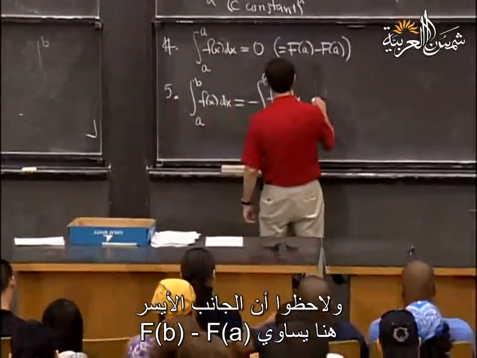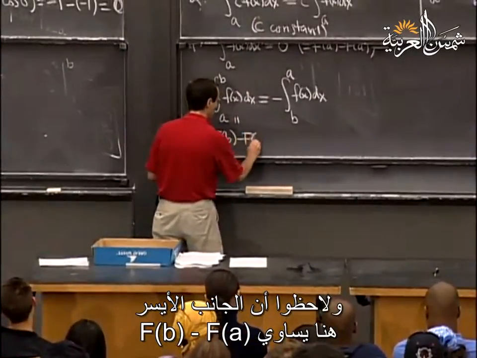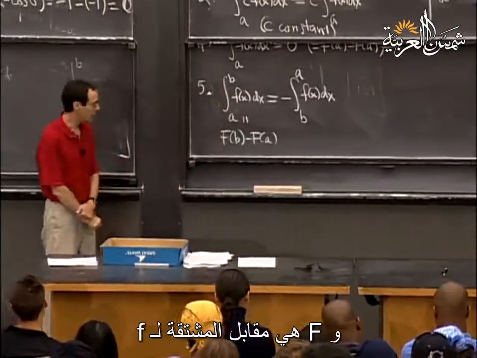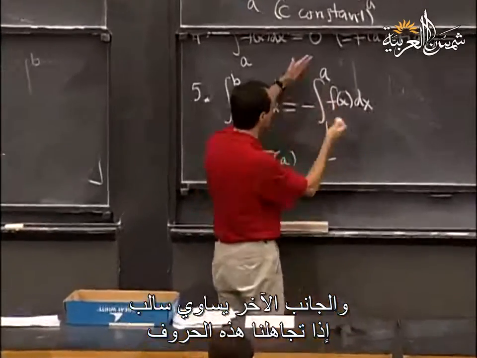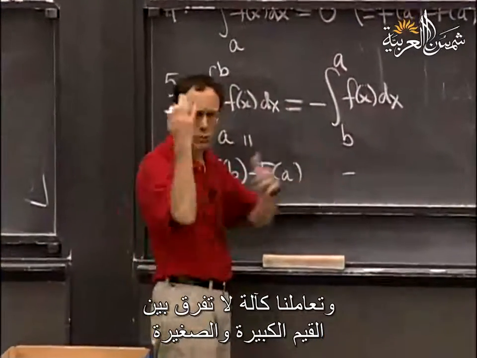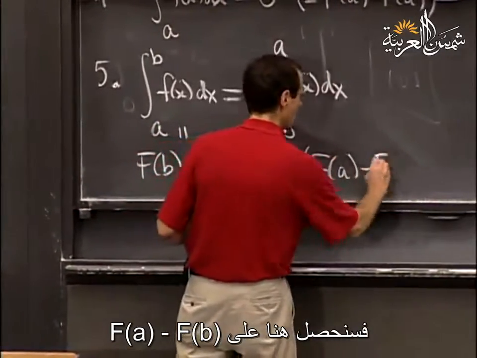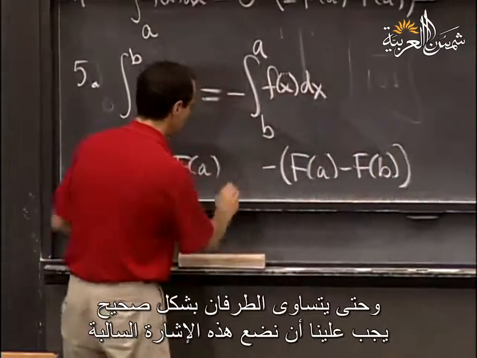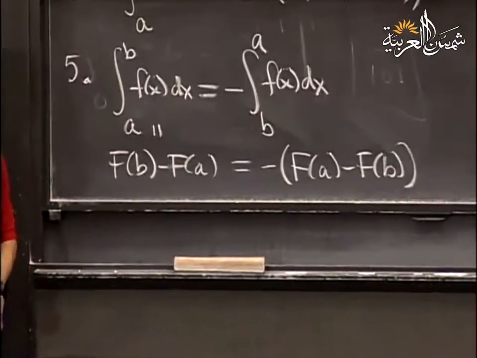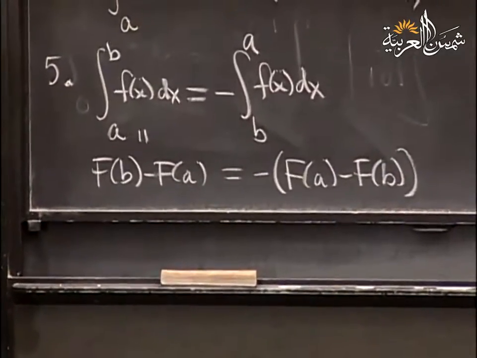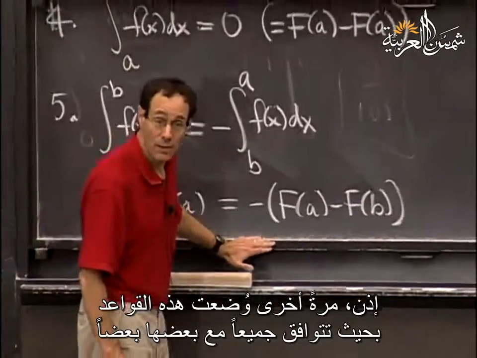So if you notice, the left-hand side here is F of b minus F of a, where capital F is the antiderivative of little f. On the other hand, the other side is minus, and if we just ignore that, say these are letters, and if we were a machine and didn't know which one was bigger than which, we just plugged them in, we would get F of a minus F of b over here. And to make these two things equal, what we want is to put that minus sign in. Now it's consistent. So again, these rules are set up so that everything is consistent.